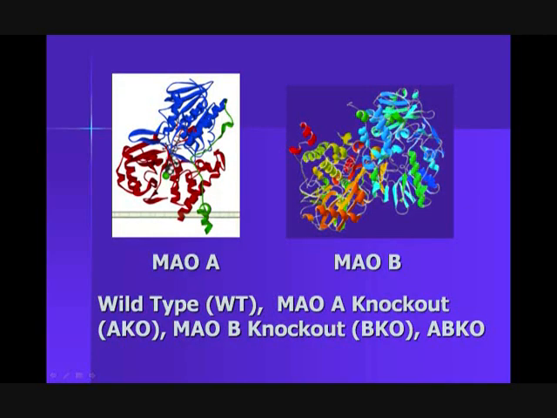On the left is a picture of the MAOA enzyme, and on the right is a picture of the MAOB enzyme. The four types of mice we use in our experiment are the wild type, which is a control, MAOA knockout, MAOB knockout, and both AB knockout.